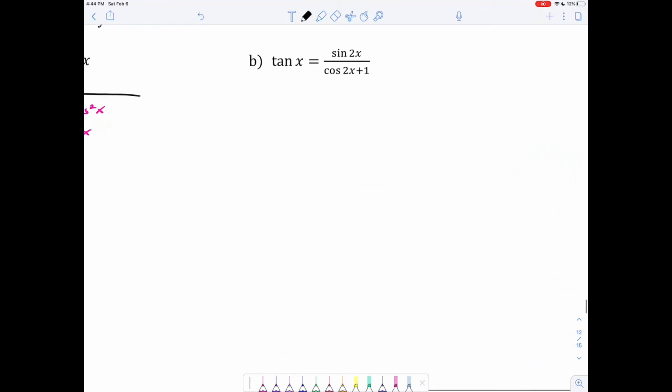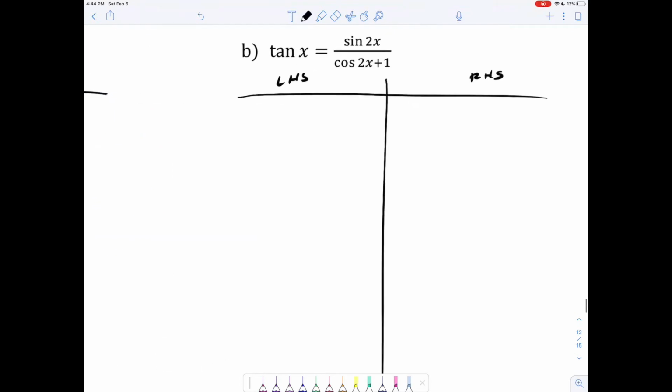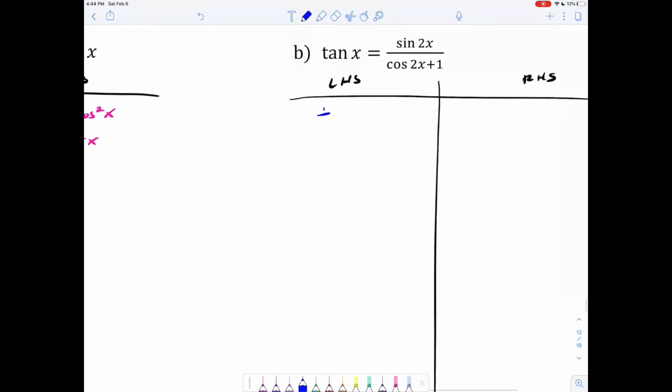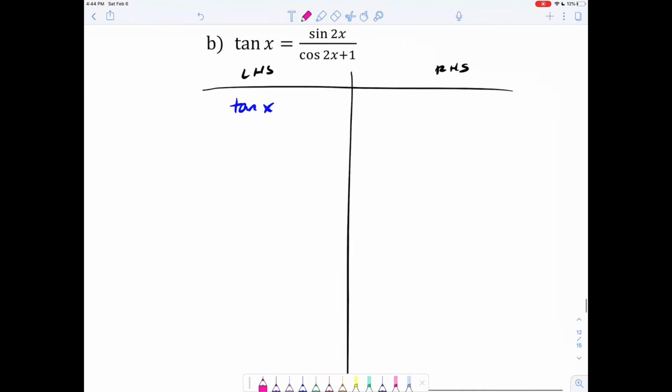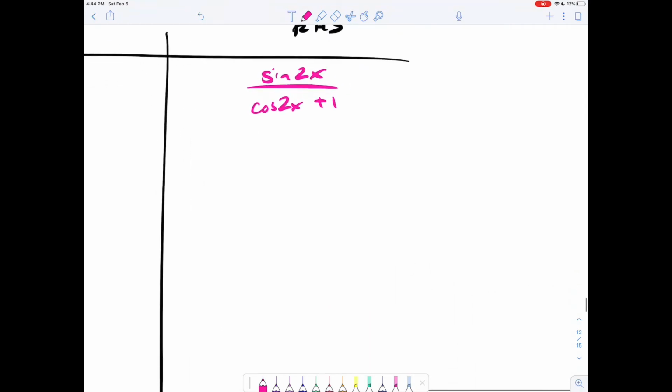There's this one. And again, we set up with a left side and a right side, and I'll put what I've got in each one. On the left side, I've got just tan x. And on the right side, sine of 2x over cos of 2x plus 1. Interesting. I'm looking at this left side. It's just tan x. That looks very simple, straightforward. I don't really want to do anything with that. I'm personally going to choose to leave that side alone and work just with this side.